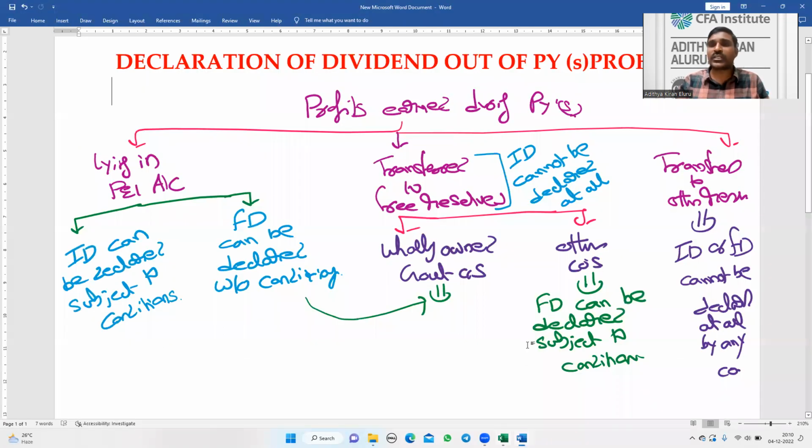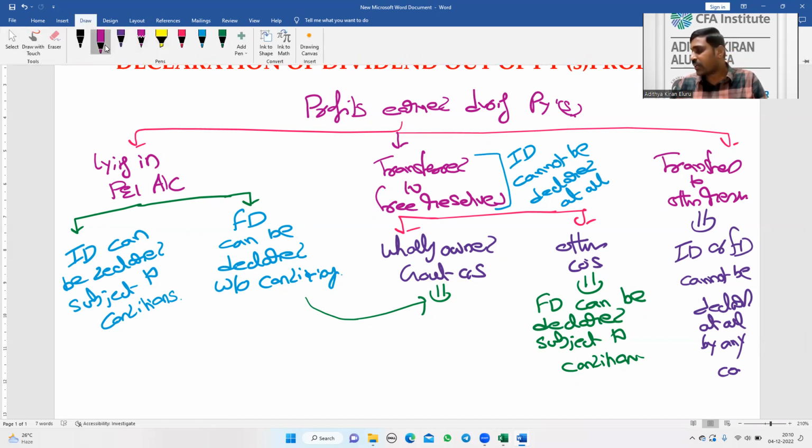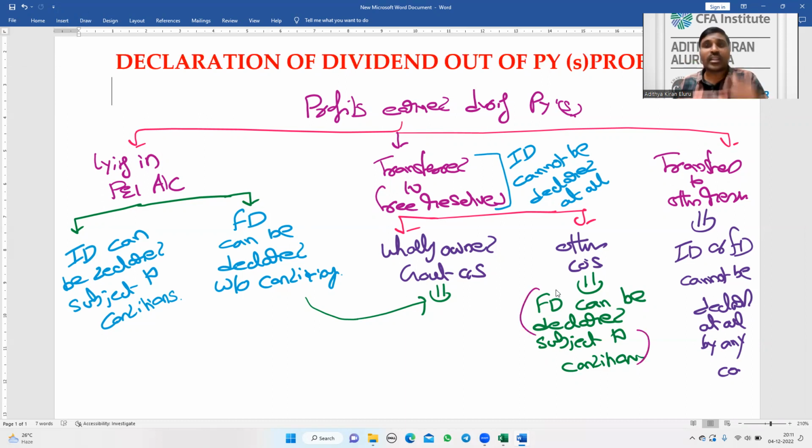Now, most of the students, when they see that the current year company has incurred losses and the company is going to declare dividend out of previous year profits, directly jump into these conditions. No, it is not correct. We have to see where the previous year profits are lying, which type of dividend the company is declaring, and what type of company.